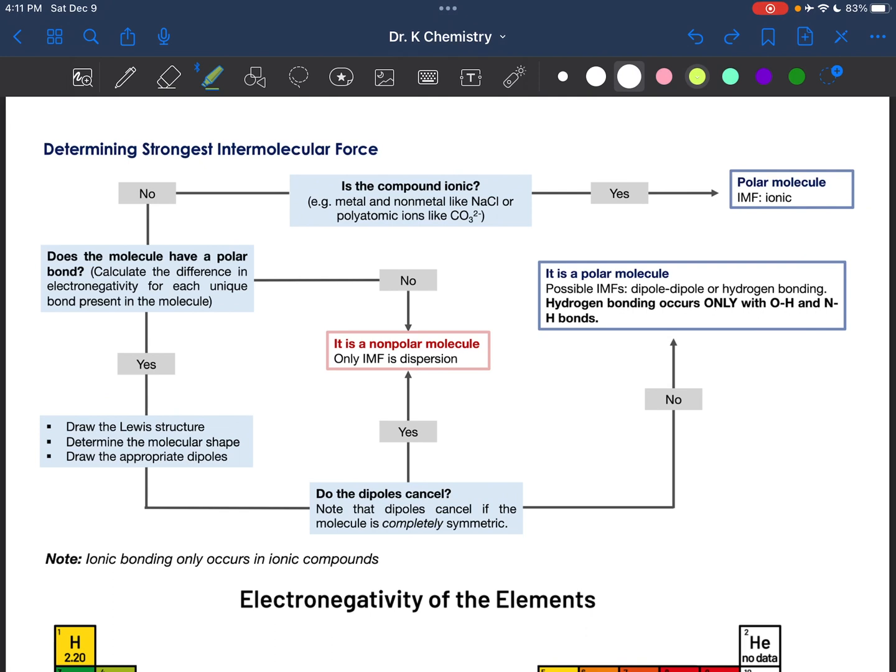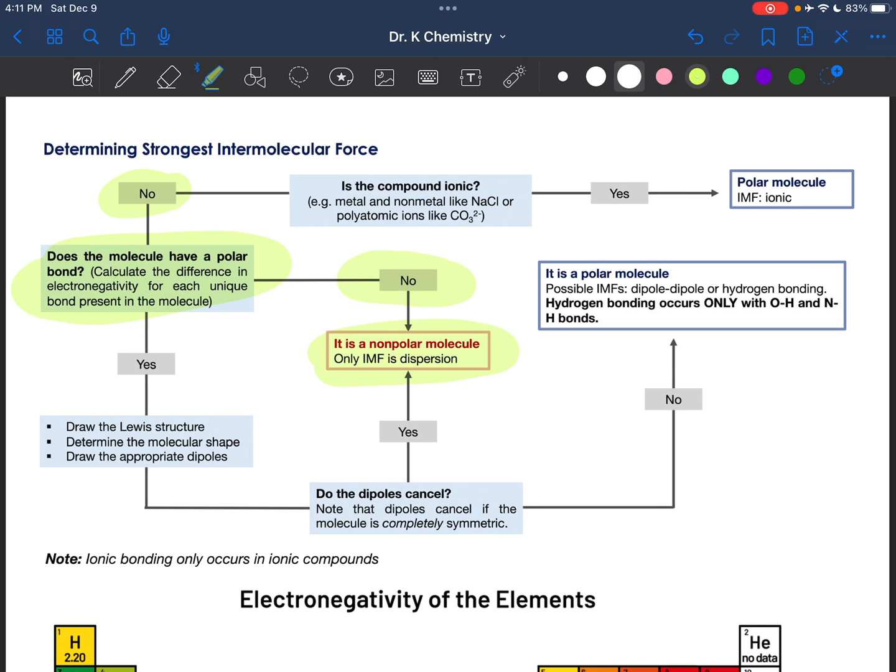Now, if we don't have an ionic compound, then the next question we ask ourselves is, does this molecule have a polar bond? And for that, we will calculate the difference in electronegativity for each bond present in the molecule, and then we'll proceed from there. If we find that it does not have a polar bond, then it must be a nonpolar molecule. In order to be polar, it has to have at least one polar bond.